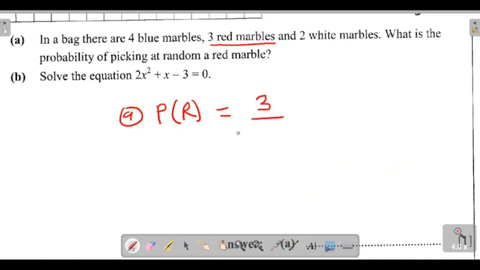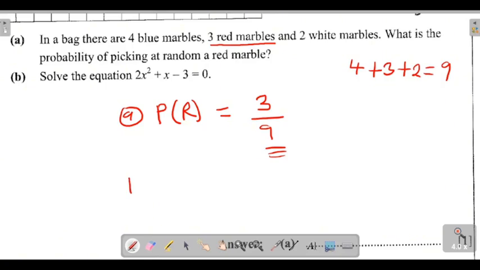Then what is the number for the total outcomes? To find the total number of outcomes, you just add all the marbles together: 4 marbles plus 3 marbles plus 2 marbles. The total number of marbles is 9, so you write 9. This is the probability of picking at random a red marble, so we have answered question A.